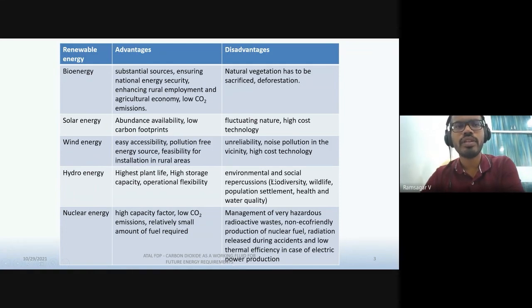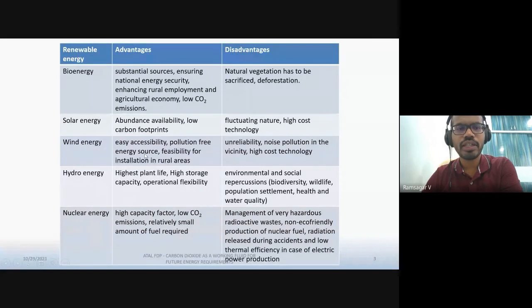The main disadvantage of using bioenergy extensively in the power sector is that it affects the natural vegetation, if we want to form commercial crops which are more suitable for energy generation. That may affect the natural vegetation, and deforestation may also happen. Similarly, solar energy is available in abundant quantity and has very low carbon footprints. But the main disadvantage is that it is fluctuating in nature, so you cannot harvest solar energy 24 hours a day, and at present it is a relatively high cost technology.